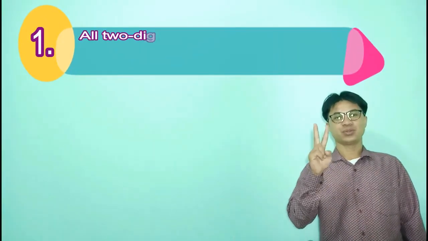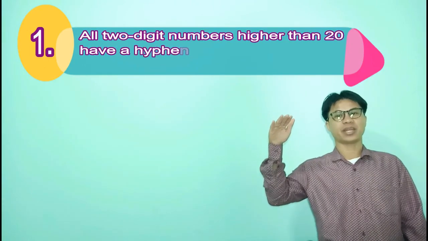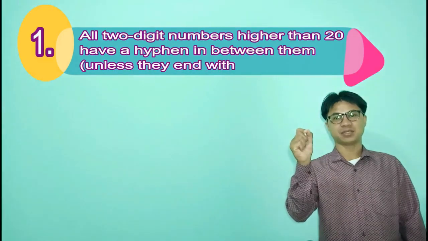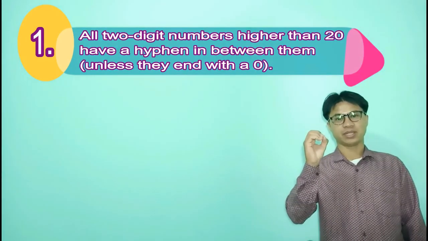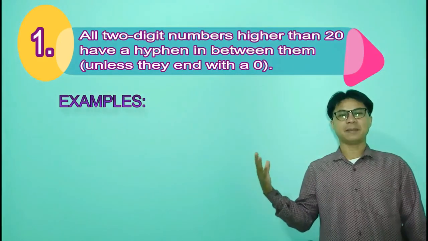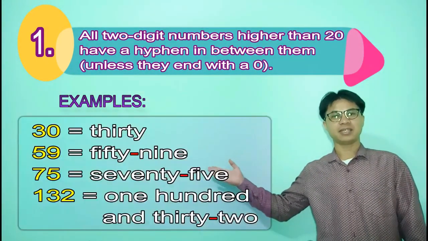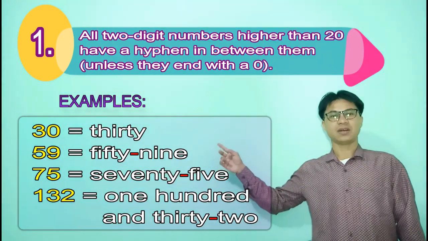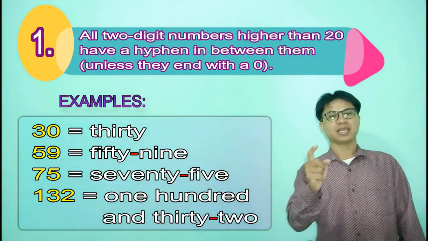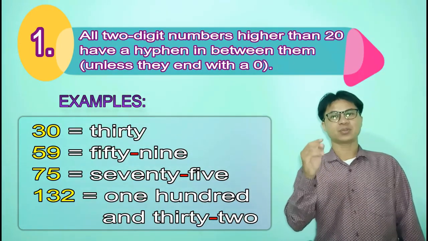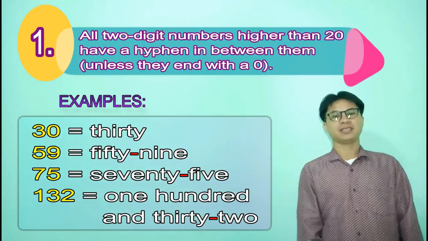In order to say our numbers, we need to follow a few simple rules. Rule number one: all 2-digit numbers higher than 20 have a hyphen in between them, unless they end with a zero. For example, a number that ends with a zero, like 30. So no need to put a hyphen, just write thirty. But the rule says if higher than 20, you need to put a hyphen in between.